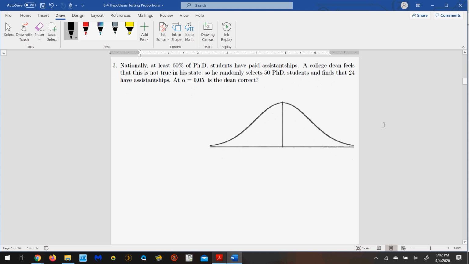Okay, so nationally, at least 60% of PhD students have paid assistantships. A college dean feels that this is not true in his state, so he randomly selects 50 PhD students and finds that 24 have assistantships. At alpha equaling 0.05, is this dean correct?